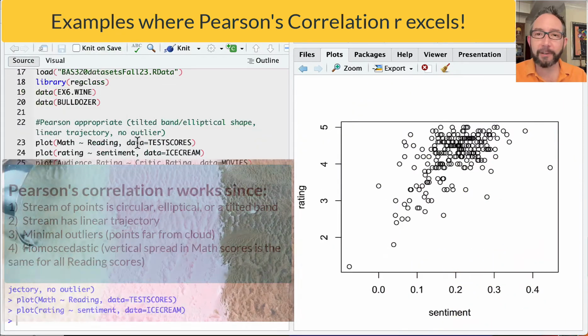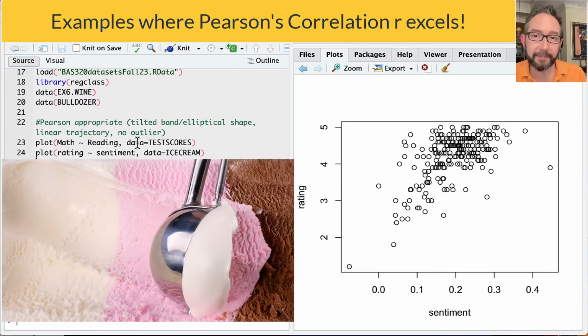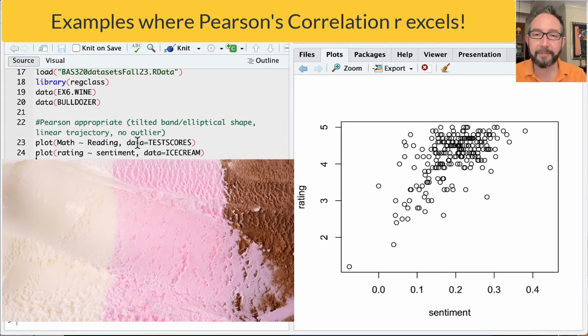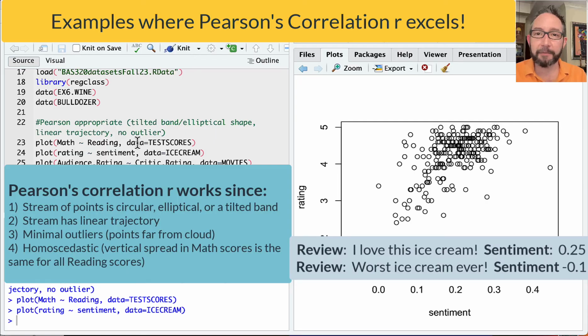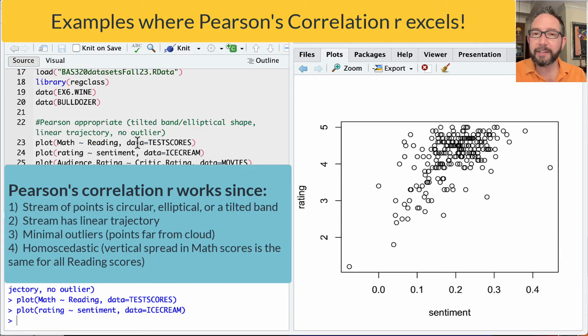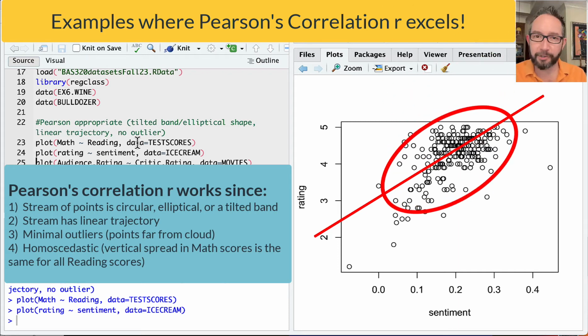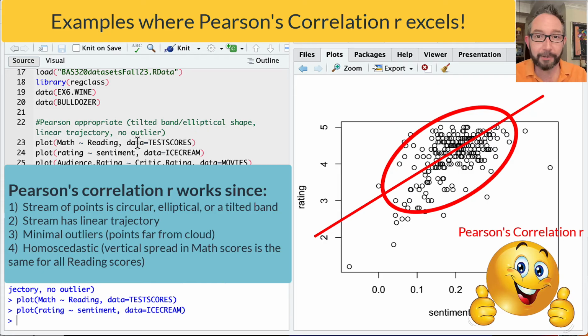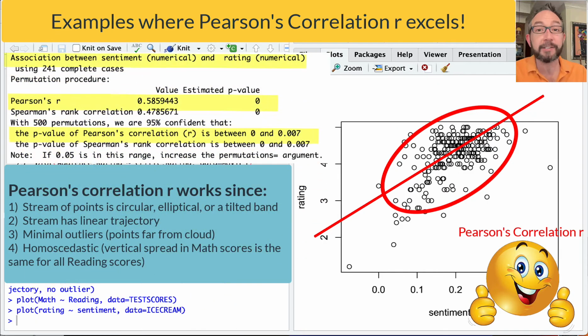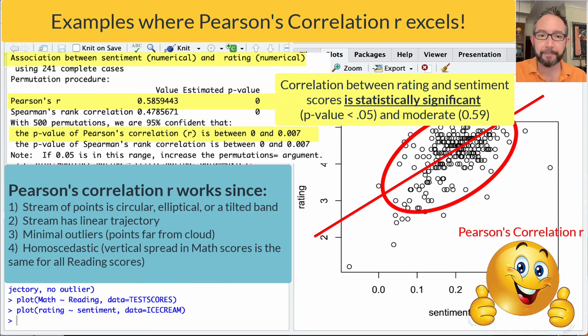Likewise, if we were to look at the ratings left for different types of ice cream, the number of stars between 1 and 5, and the sentiment of the text review that people have left, we see a nice positive correlation between these two quantities because the trajectory of the stream of points looks like it's well described by a straight line. There aren't any extreme outliers. We don't see any curvature. And so we're in a place where Pearson's correlation is what we would use to describe the strength of this relationship, and we could run a test to determine if we do have a statistically significant relationship here.